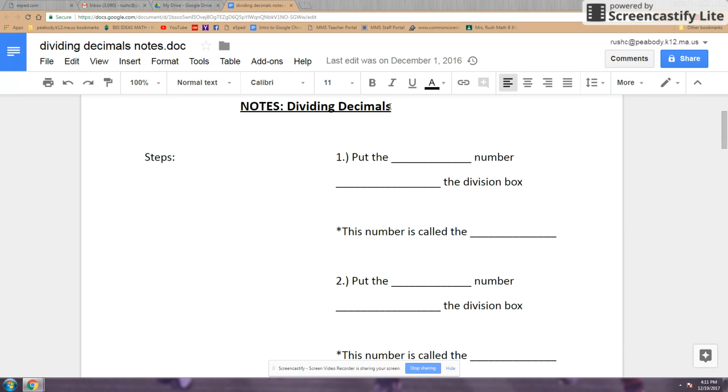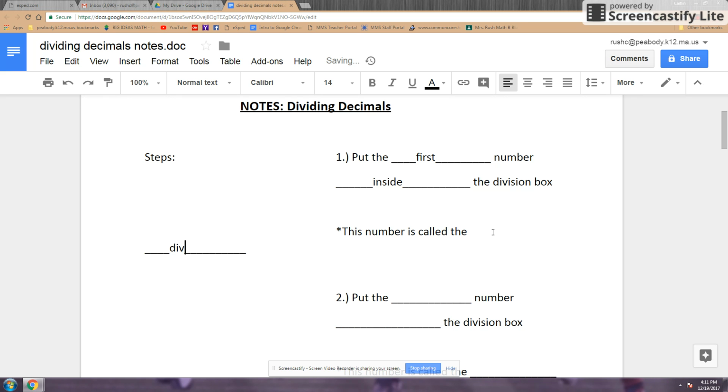So for dividing decimals, here are the steps. Step 1. We're going to put the first number inside the division box. So we put the first number they give us inside the division box. This number is called the dividend.